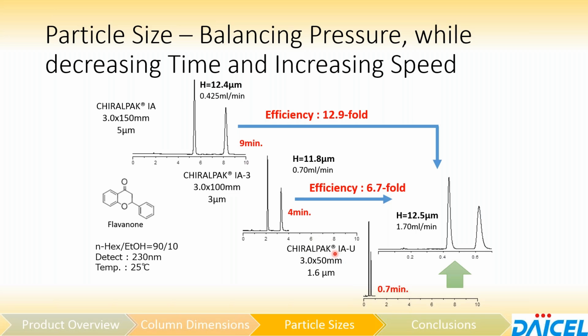Here now, we really aren't expecting a whole lot of loss in resolution at all if we really increase the flow rate. So we're up to now 1.7 mils a minute. We have our retention time down to less than a minute, and we obviously have no loss in terms of the resolution, but we've saved ourselves a substantial amount of time, a substantial amount of solvent as well. This is extremely important, especially when you're looking for high throughput screening.